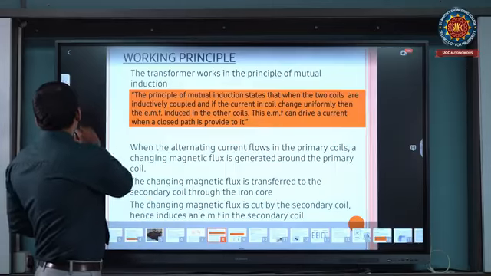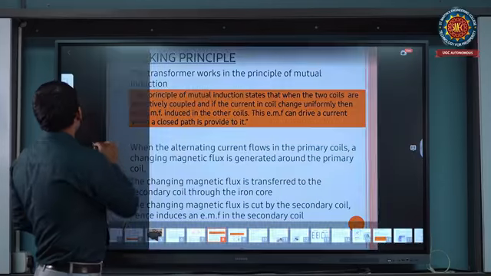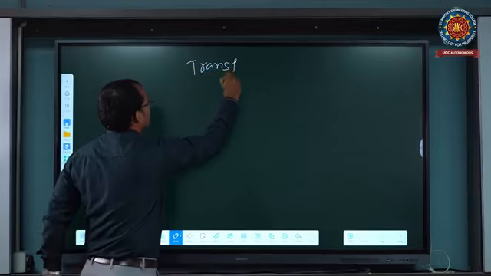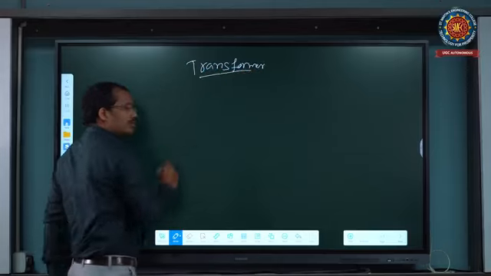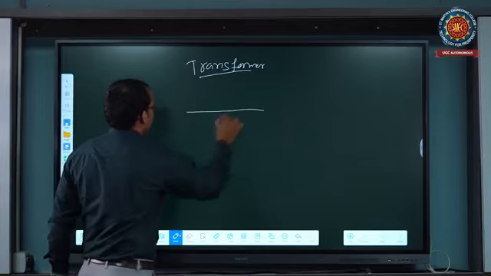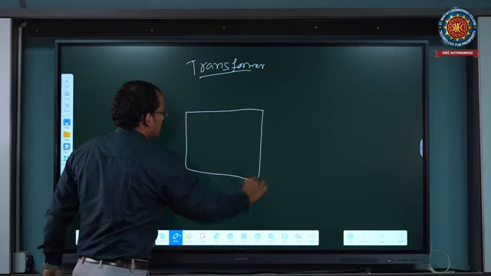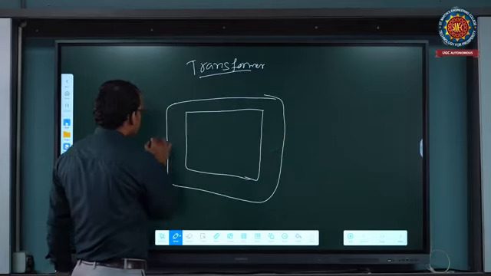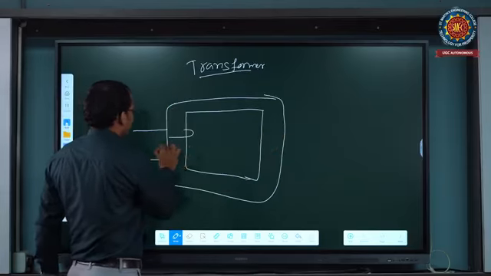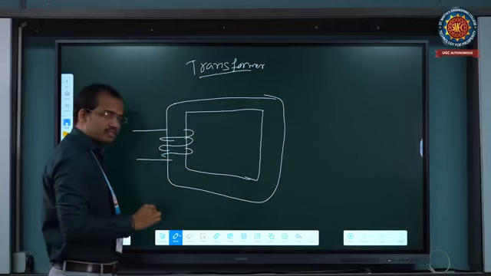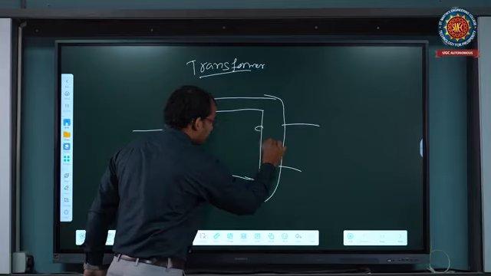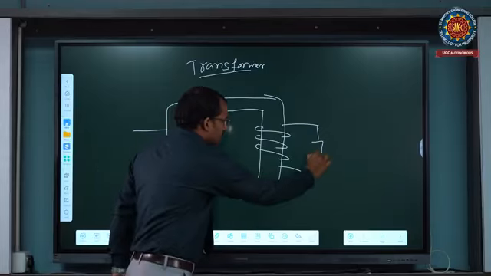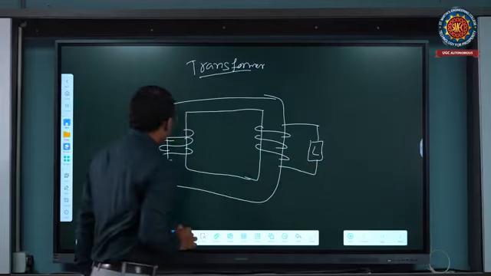See the basic diagram of the transformer. The shape of the transformer is rectangular or square. This is the primary winding, and this is the secondary winding of the transformer. The secondary winding is always connected to the load side. This is the load of the transformer, and this is the input side.